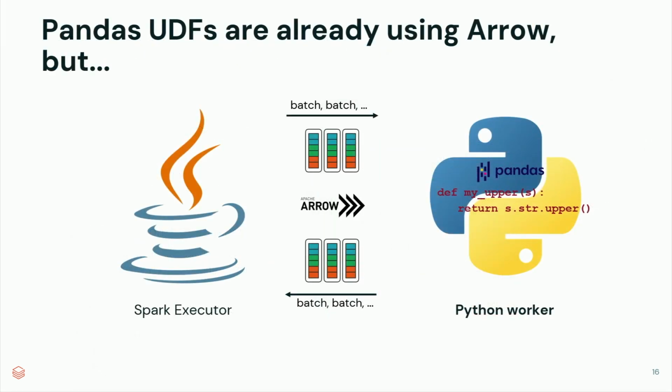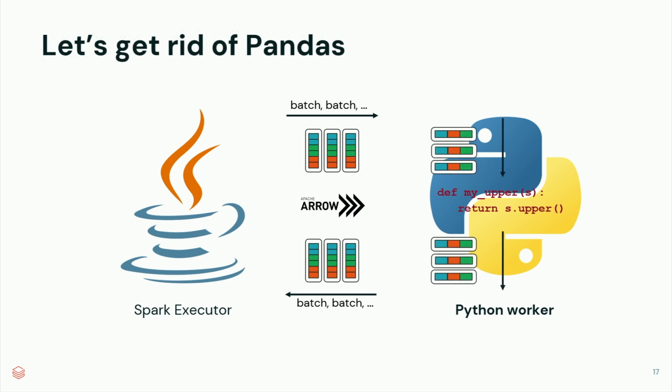All right, so Pandas UDFs are already using Arrow, right? When they send the batch to the Python worker, they are already using Arrow. The idea is: why don't we keep the existing transfer logic, but convert the Arrow batch back to rows, and then apply the function to individual rows? So that was the idea.